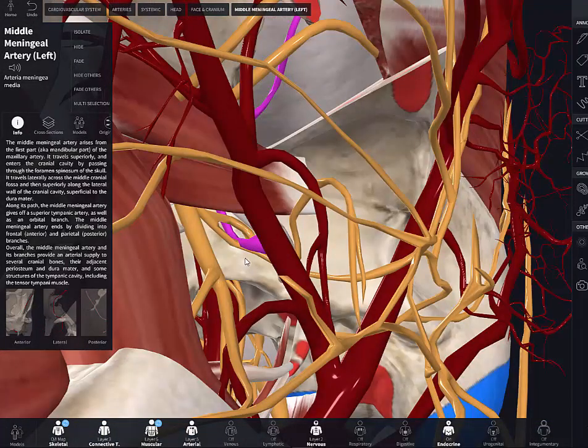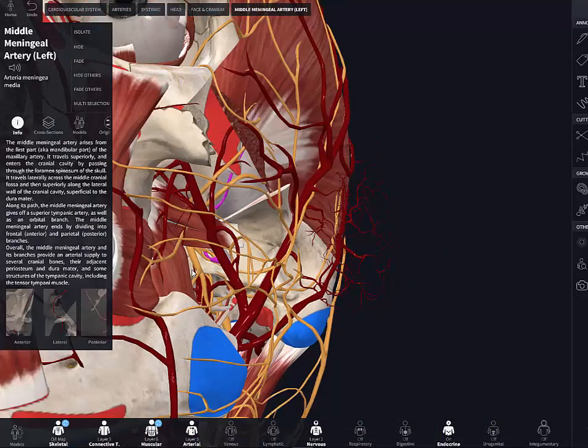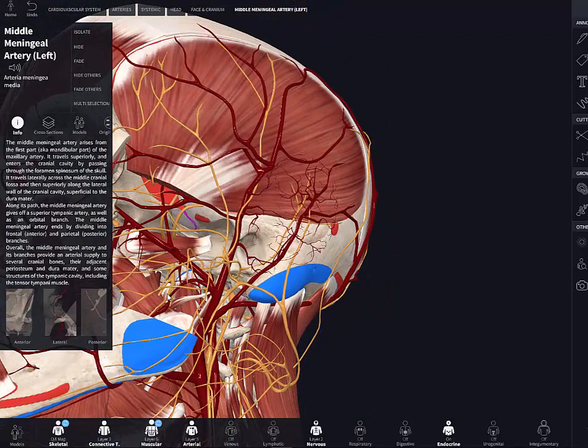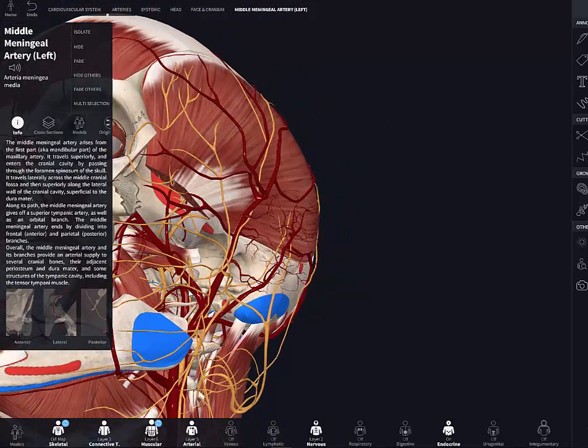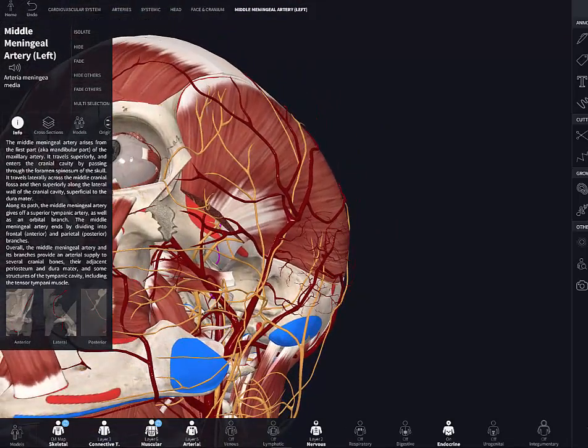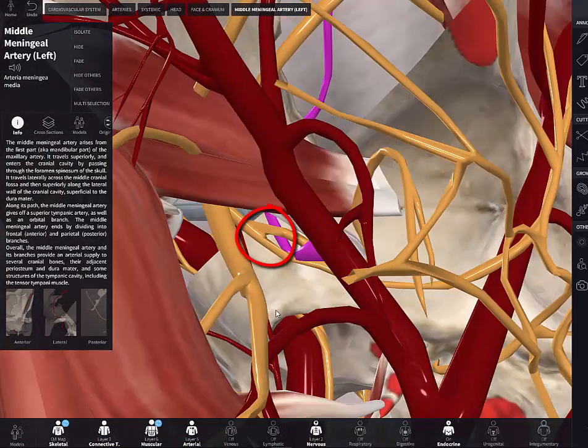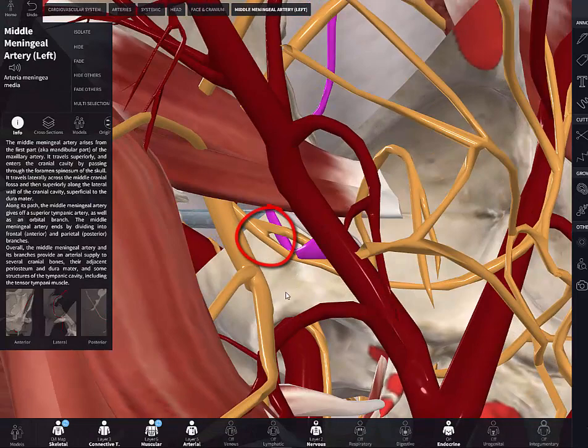See, I have just very briefly turned on all the nerves here, and indeed you can see the middle meningeal artery traveling through a split in the auriculotemporal nerve. This is why I like to call this the most polite nerve in the body. It is actually a branch of V3, the trigeminal nerve, but the auriculotemporal nerve will split in two and let the MMA pass right through.